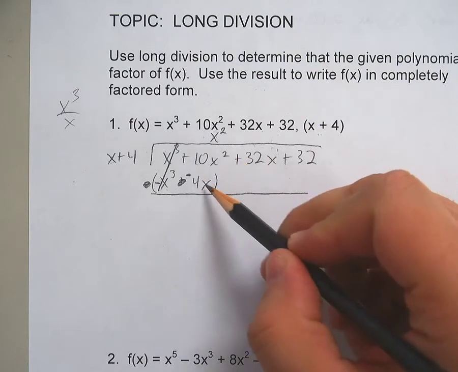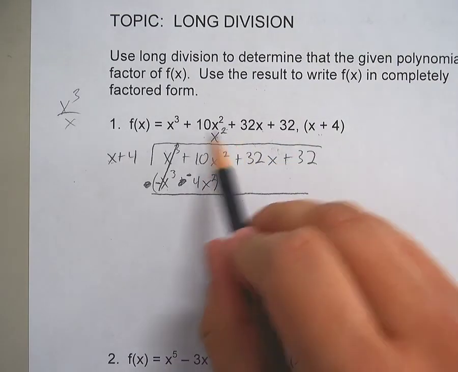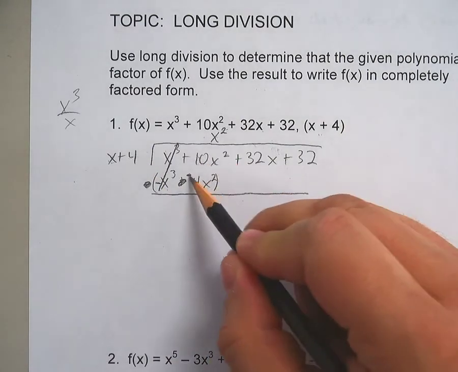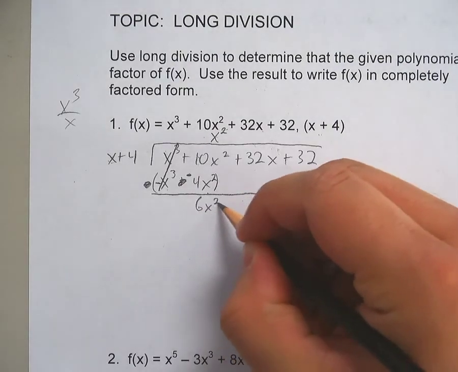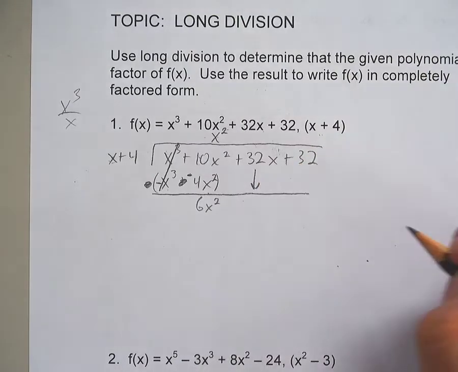10x squared minus 4x squared. I completely missed that. X squared times 4 is 4x squared. 10x squared minus 4x squared is going to be 6x squared. And then bring down the 32x.